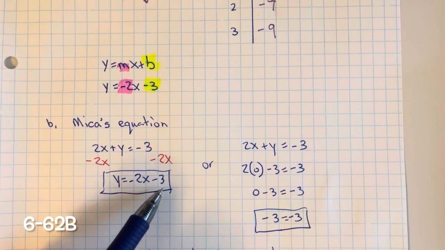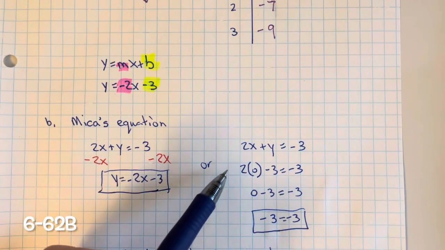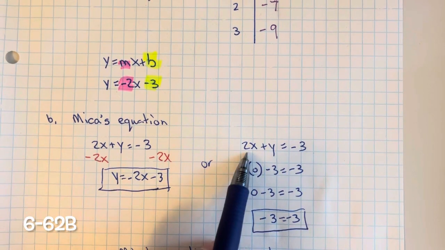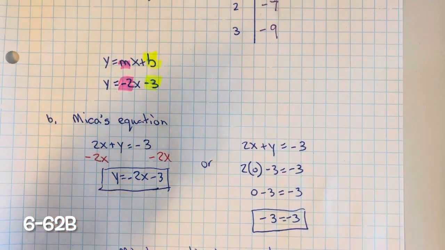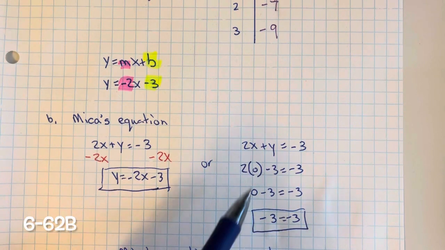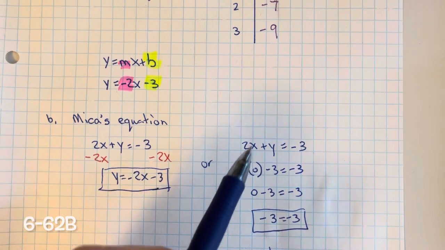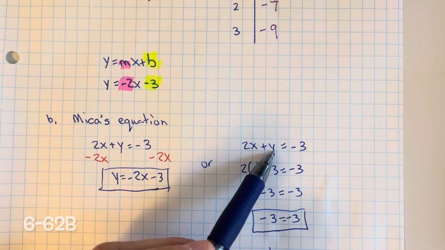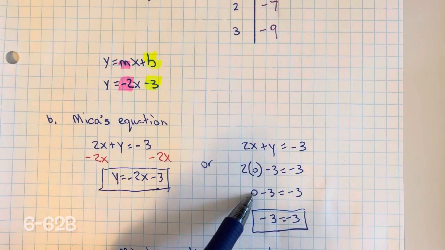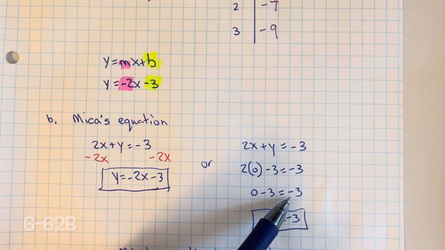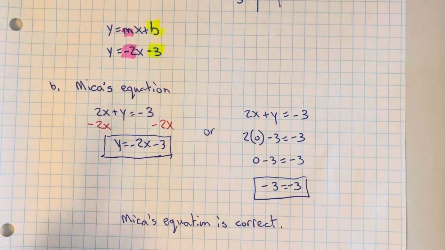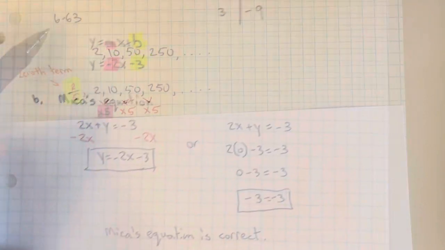The other way you can determine if his equation is correct is to plug in values from the table into his equation. And if it holds true, then his equation is correct. So if we plug in 0, -3, the y-intercept, 0 for x, -3 for y, 2 times 0 is 0, 0 minus 3 does equal -3. So Micah's equation is correct.